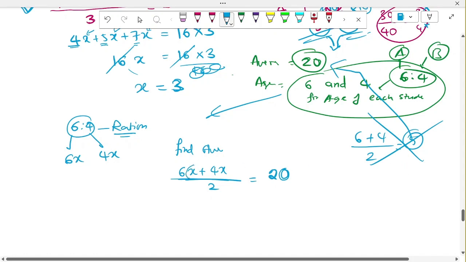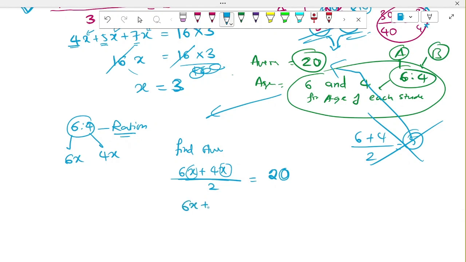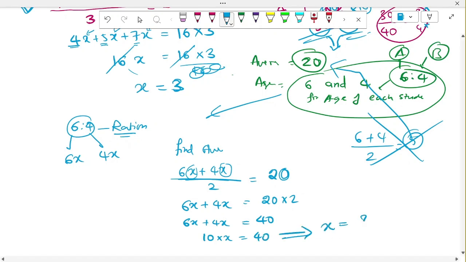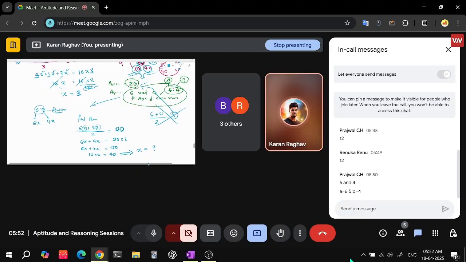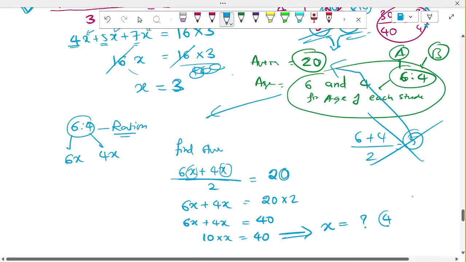Try to find the value of x here. How will you find the value of x? Do the same thing. 6x plus 4x is equal to 20 into 2. So 6x plus 4x is equal to 40. So 10 into x is equal to 40. This implies the value of x is what? Yes, the value of x is 4. This and this get cancelled. Value of x is 4.